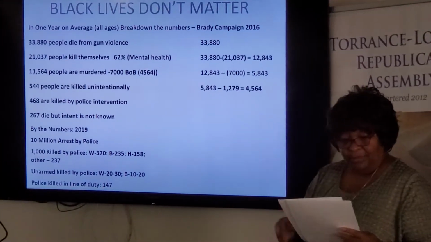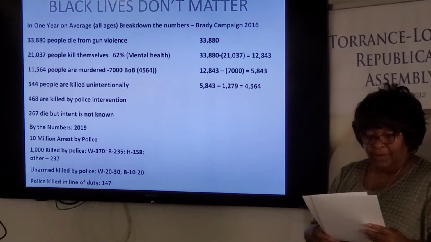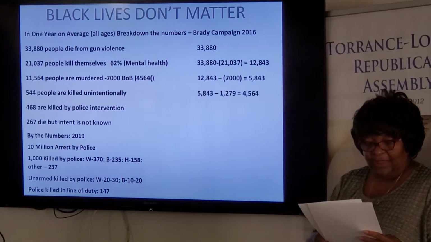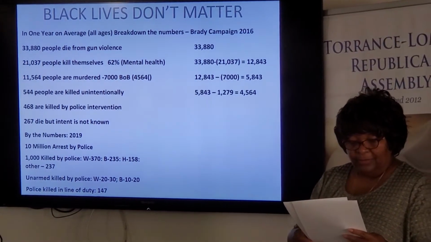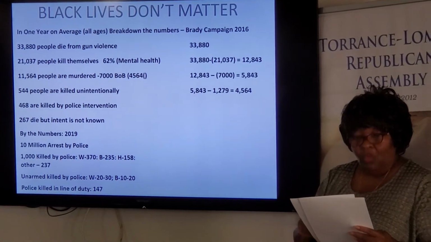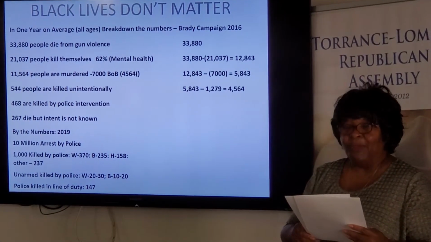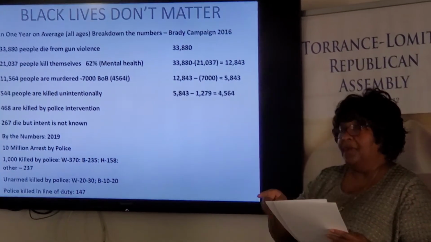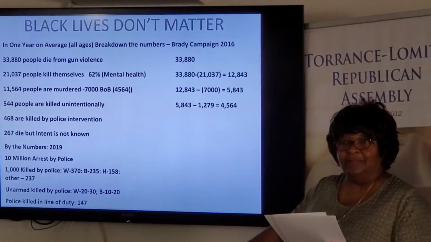1,000 of those said police killed. 370 white, 235 black, 158 Hispanic, and others about 37. Unarmed killed by police, white were about 20 to 30, blacks were about 10 to 15, police killed were 147. Now compare that to 8,000 kids.